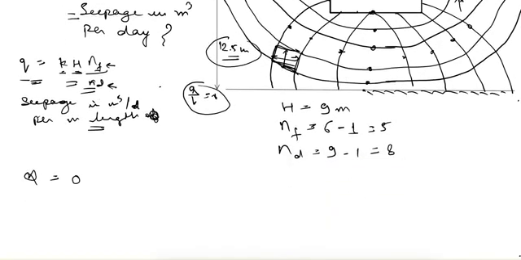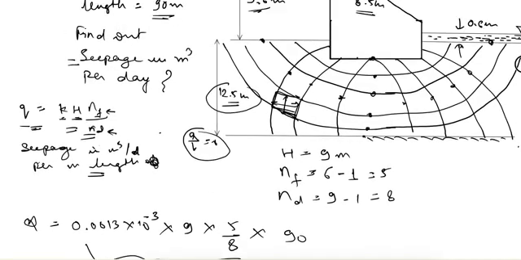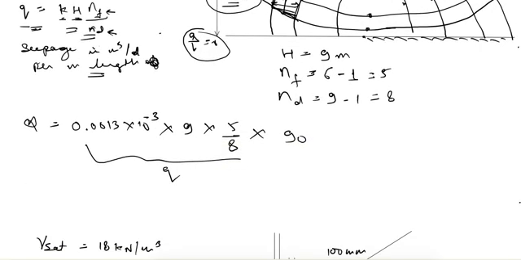0.003 mm per second, so in meter per second it is 10 to the power minus 3, and H is 9 meter, NF is 5, ND is 8, and so this is giving the seepage per meter length and multiplied by the length, which is 90 meter. So from here we'll get the total seepage.